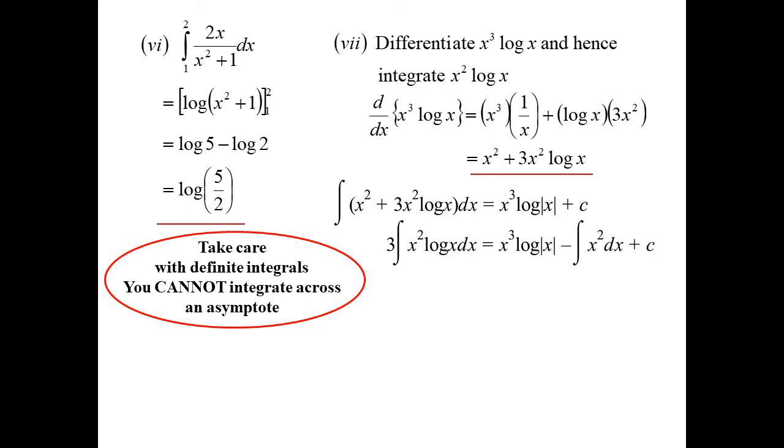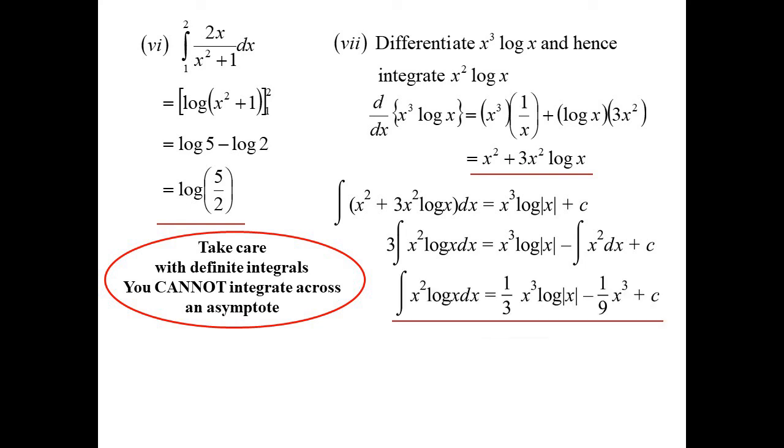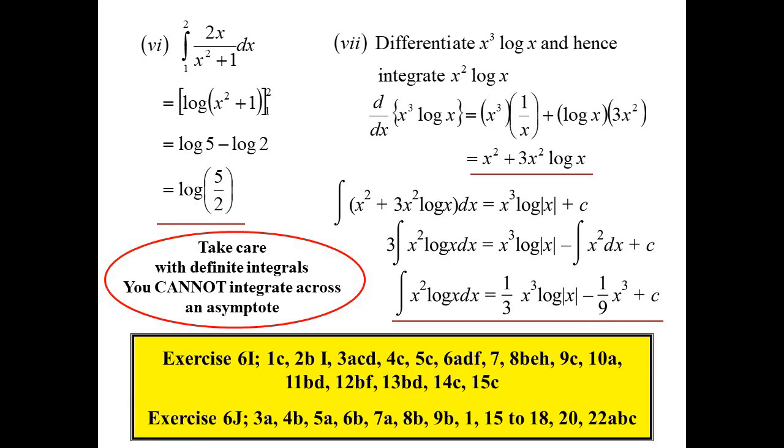That integral I can split up into two integrals. And I'll move the integral of x squared to the right-hand side. So I've now got three lots of the integral of x squared log x is x cubed log x minus the integral of x squared dx. Well, I can find the integral of x squared dx, but at the same time I'll also divide both sides by 3, and we get our answer. So the integral of x squared log x is a third x cubed log x minus a ninth x cubed. Okay, so we shall add 6i and 6j to our list of questions.